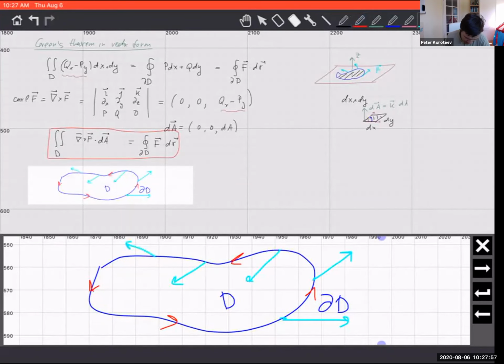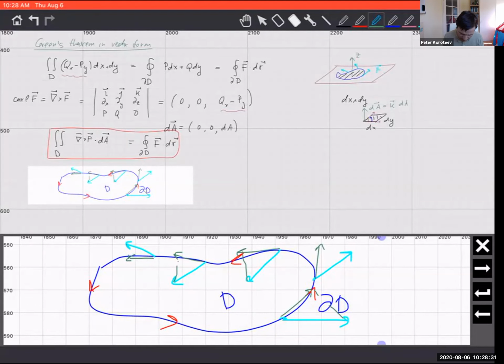And the left-hand side here calculates the line integral over the tangential component of this vector field, right? So when we calculate this dot product with dr, what we're effectively doing is calculating the projection of the vector field on the tangent vector at each point, and then integrating it over the path.